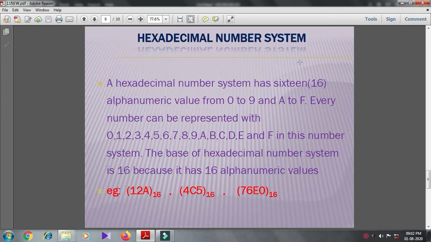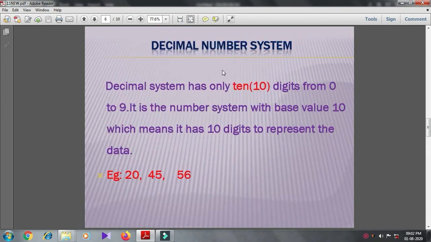Thus we have come to the end of today's session. Today we have learned number systems.